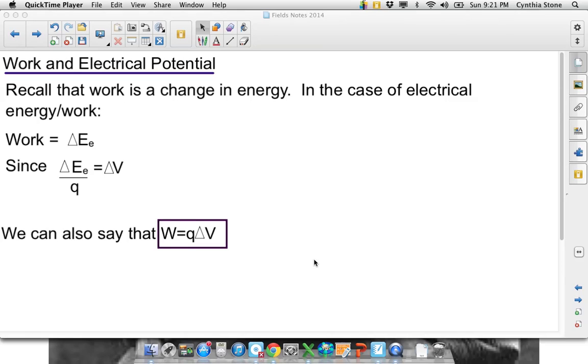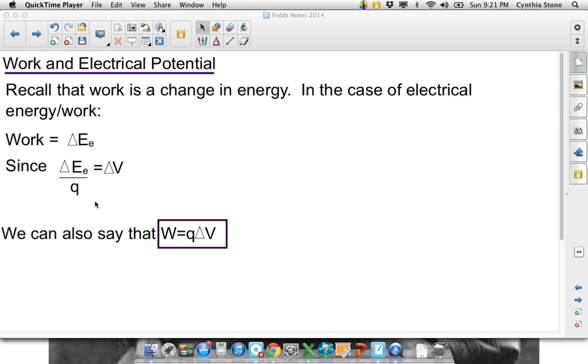Clarification through some of the work in electric potential. I've told you this, but I wanted to have it written down more explicitly. Work is change in energy. So that really gives us a new formula. Just taking the formula for change in electric energy, change in energy equals work.